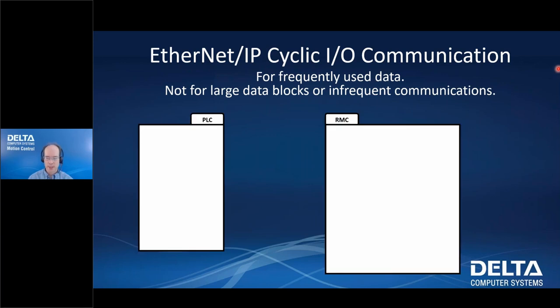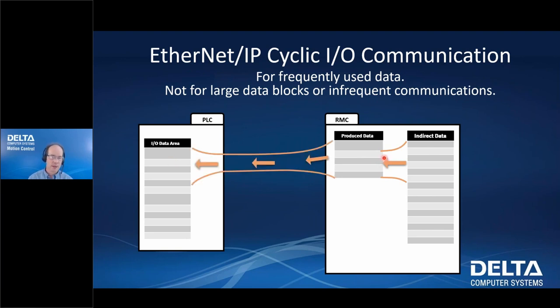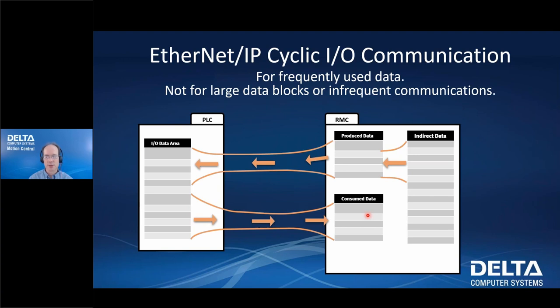The way it works, we have the PLC and the RMC. We have the indirect data in the RMC that we're going to read from and write to, and we have the I/O data in the PLC. So in the RMC, we take the indirect data, send it to the produced data, and send it to the PLC. And then for the PLC, we have its output data, and that gets sent to the RMC, called consumed data, and that gets applied to the indirect data.